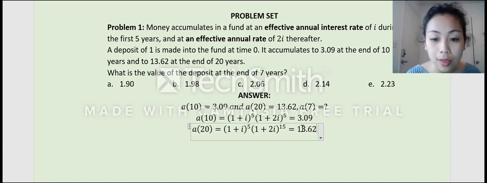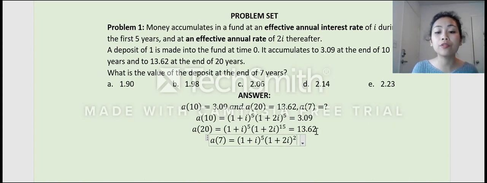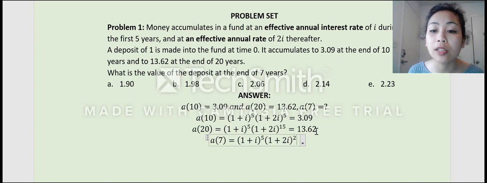So I is not given. Our job is to first find I, and then we can find A of 7, because A of 7 is 1 plus I to the power of 5 times 1 plus 2I to the power of 2, because the first 5 years is credited by annual effective rate of I, and the last 2 years is 2I. So A of 7 is 1 plus I to the 5th times 1 plus 2I squared. Our job is first find I, then we can find A7.